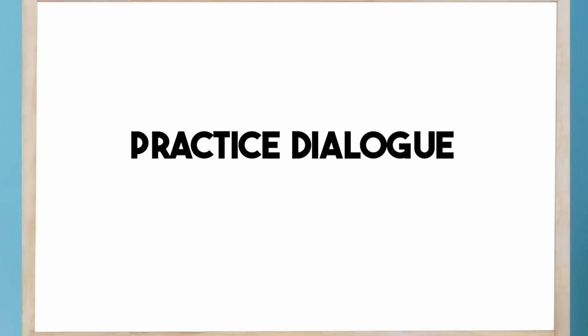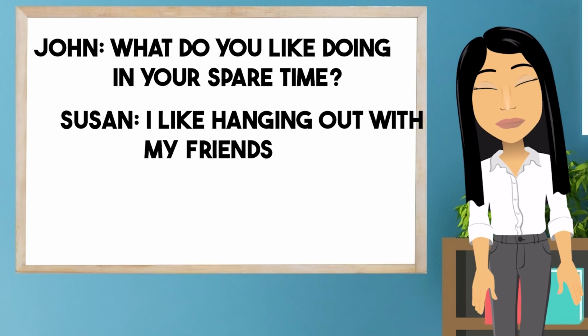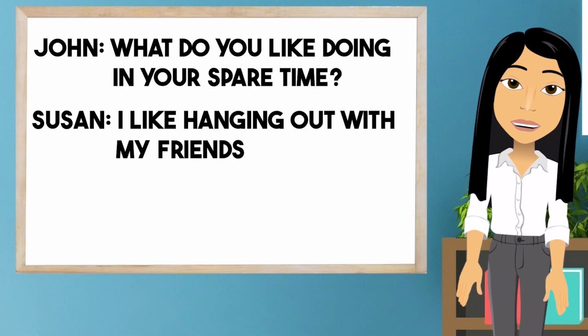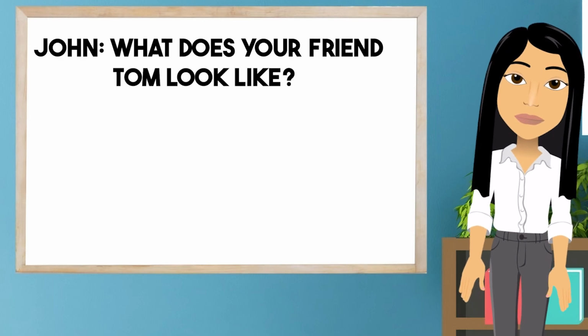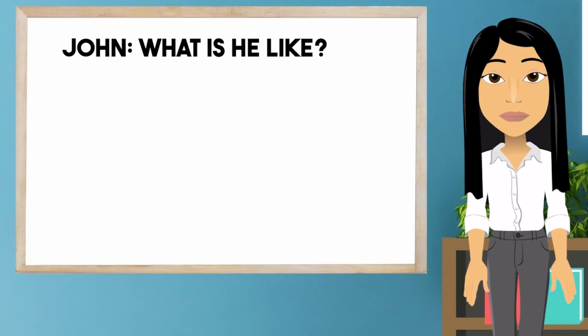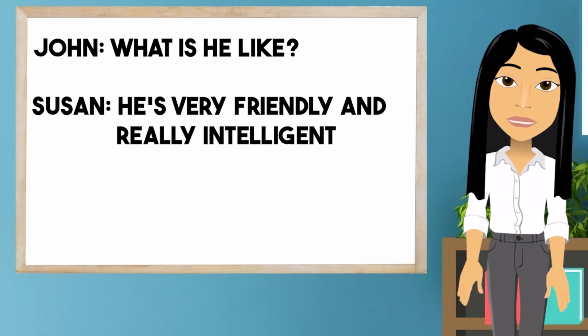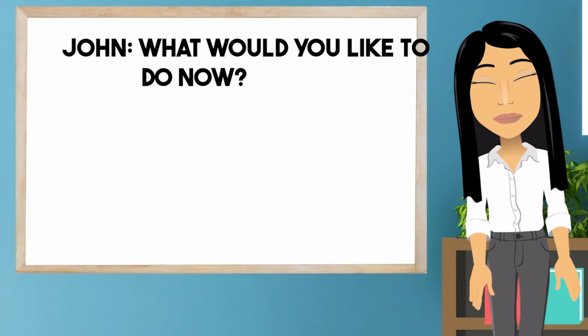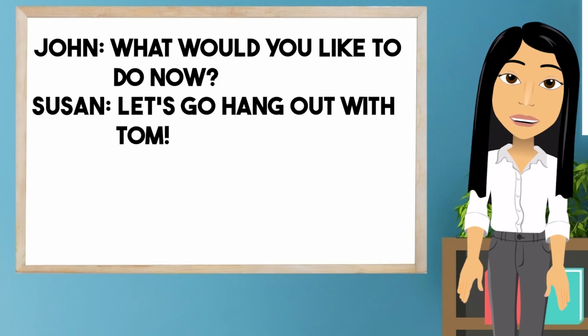Practice dialogue. John: What do you like doing in your spare time? Susan: I like hanging out with my friends. John: What does your friend Tom look like? Susan: He's tall, with a beard and blue eyes. John: What is he like? Susan: He's very friendly and really intelligent. John: What would you like to do now? Susan: Let's go hang out with Tom.